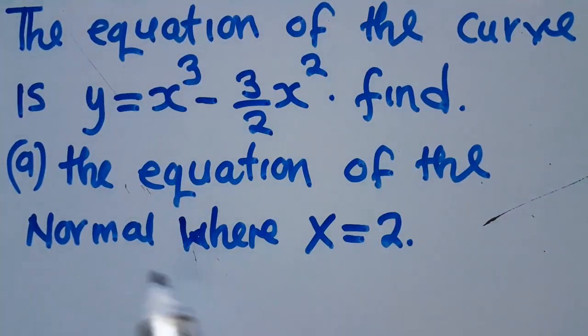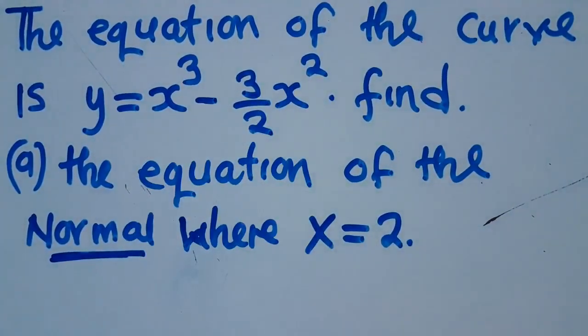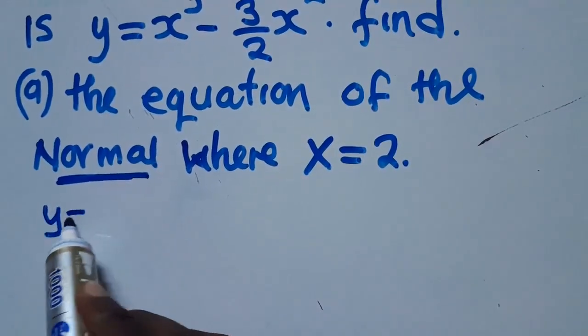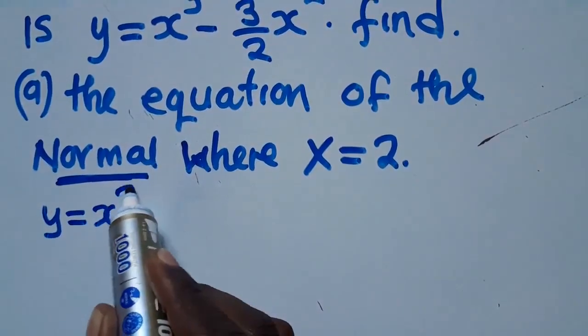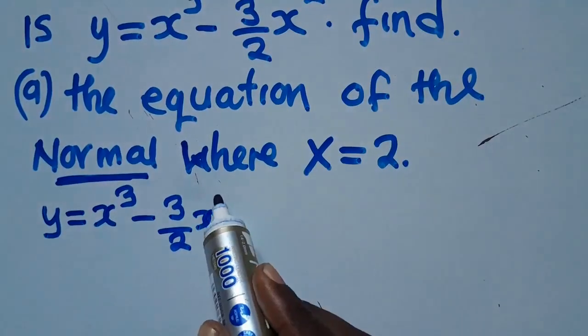So how can you find the equation of the normal? How do we find the equation of the normal when you've been given the curve? This is a curve which you are given. So for you to find the equation of the normal, the first thing that you need to do is to differentiate the curve which you are given. The curve is y is equal to x cubed minus 3 over 2x squared.